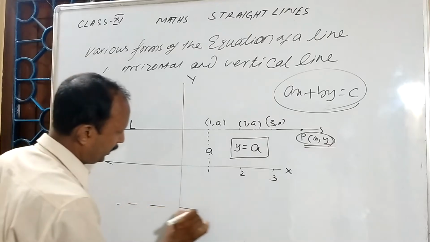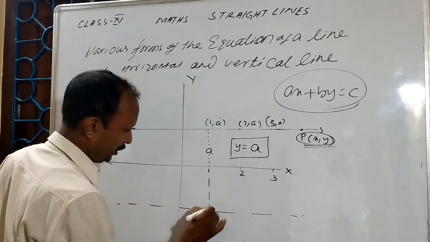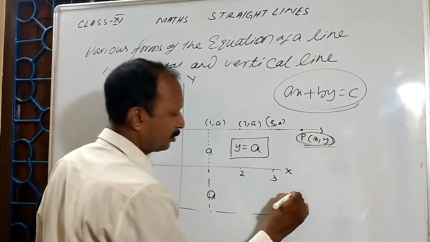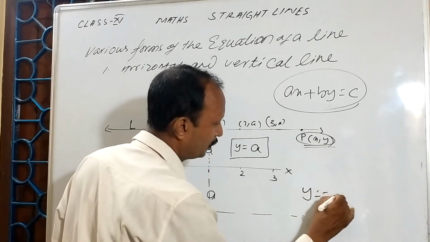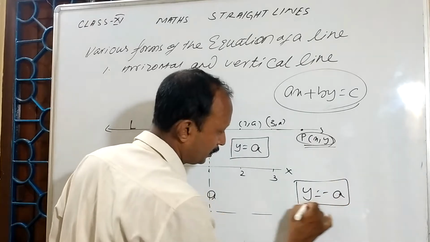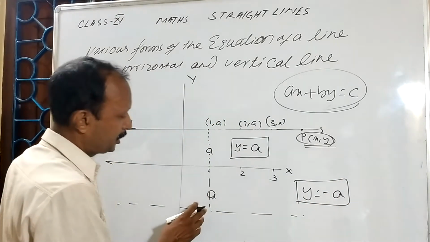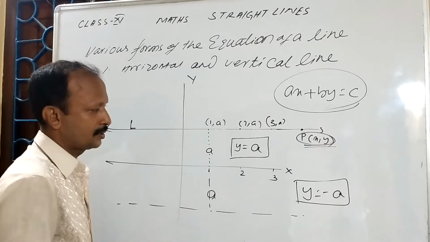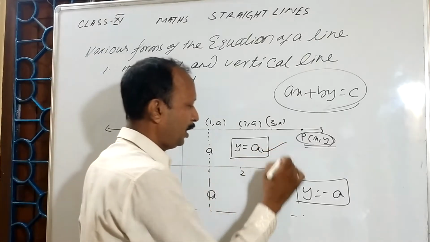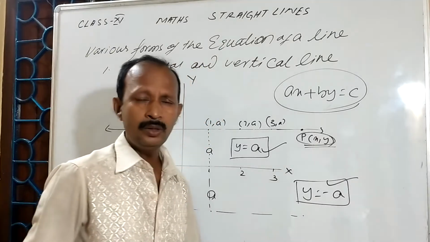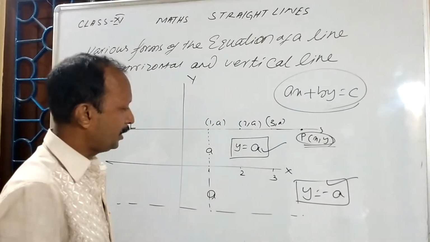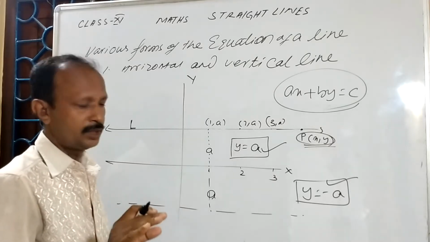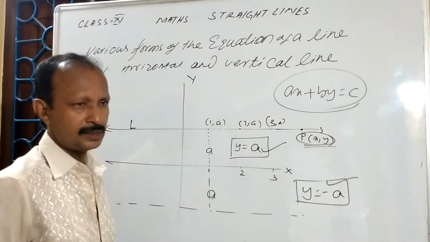Suppose I am taking this side, here to here this distance also a. So definitely this equation will be y equal to minus a. So a is the distance of the point from the x-axis. So it may be y equal to a or it may be y equal to minus a. I said that there are infinite number of lines that are parallel to the x-axis.